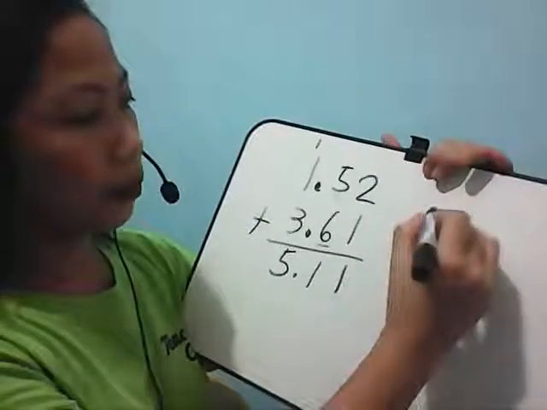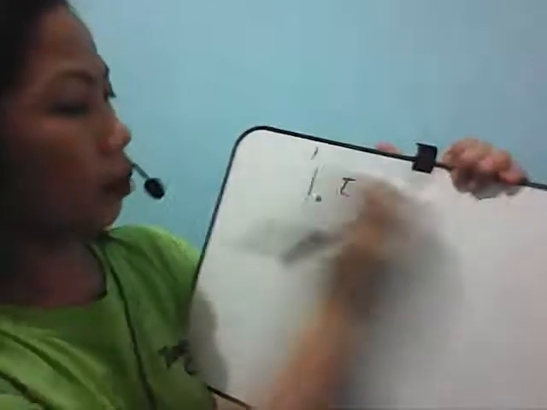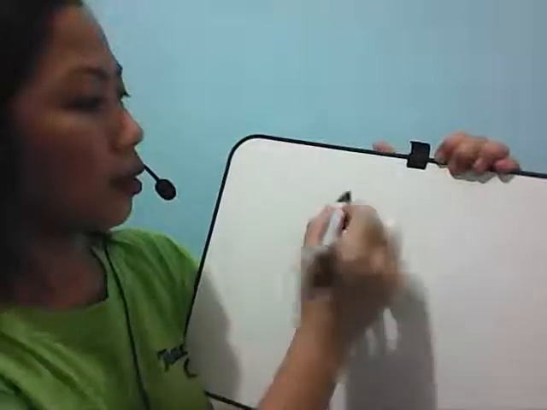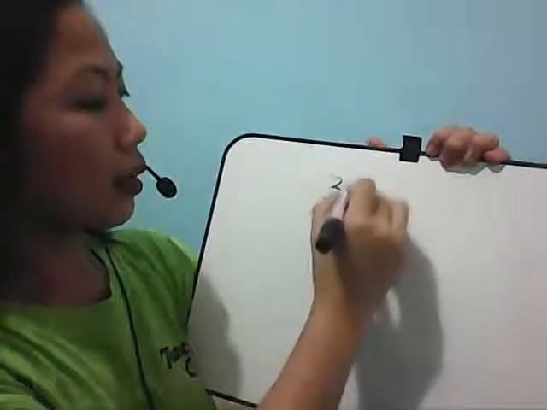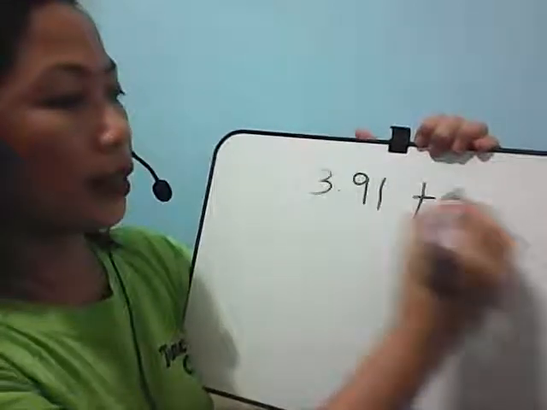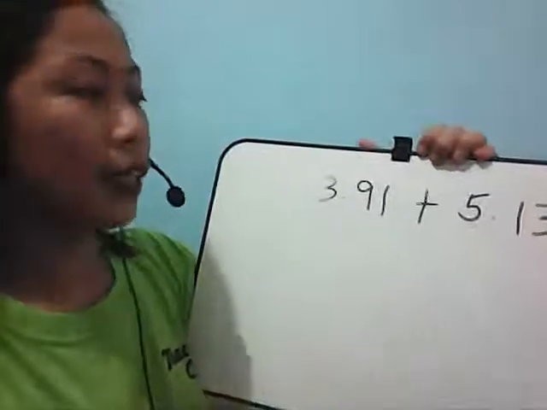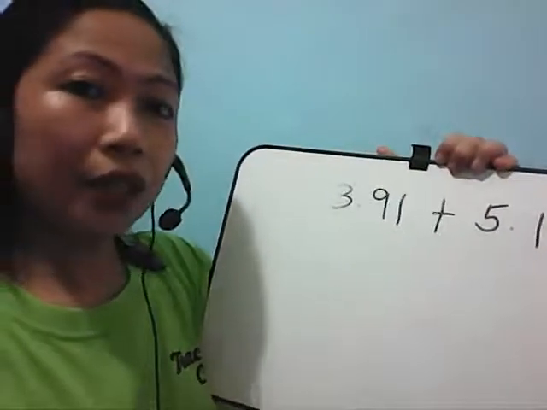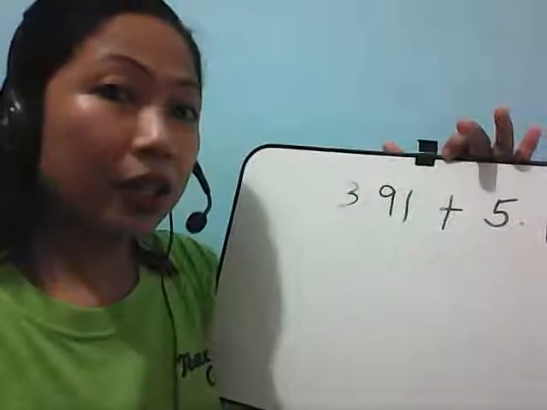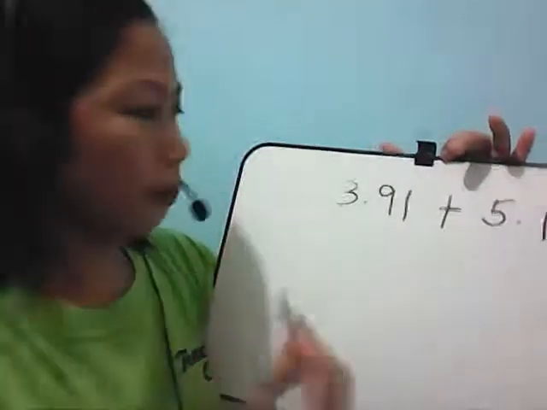We have, okay, dito, i-erase na lang natin to para we have space. Okay. Number 2 example, 3.91 plus 5.13. All right. So again, our first step is to what? We have to rearrange the numbers into columns.